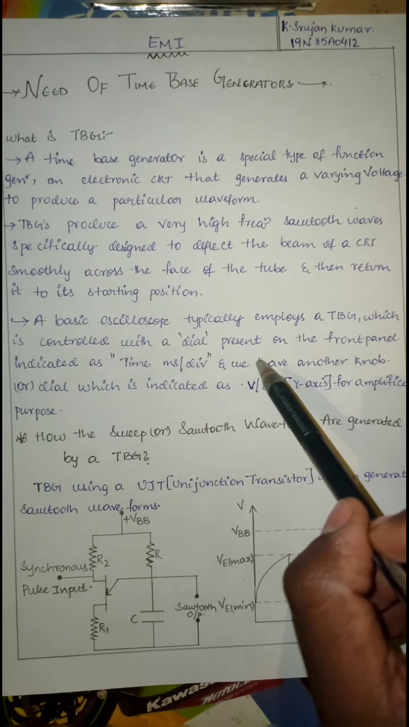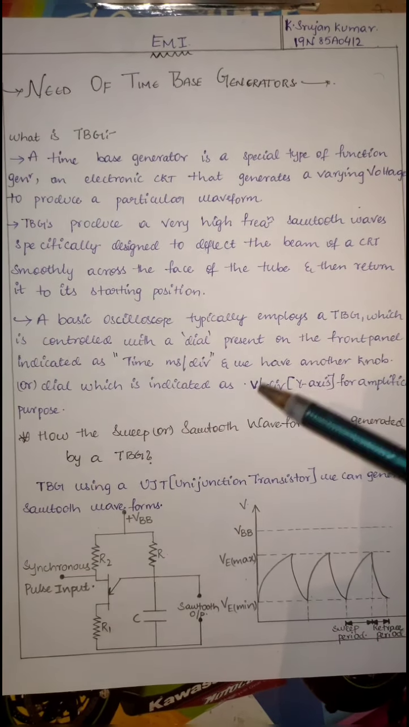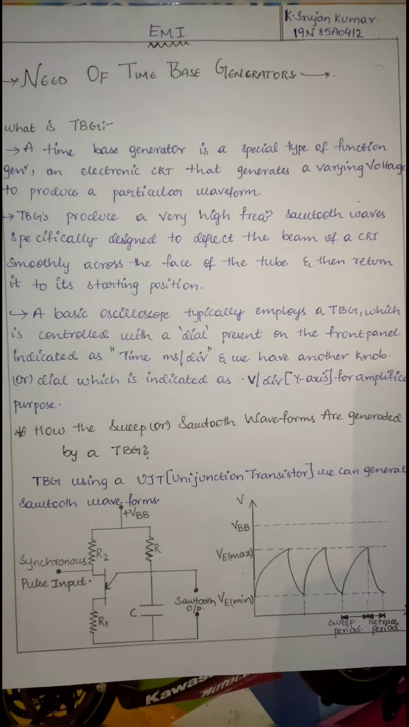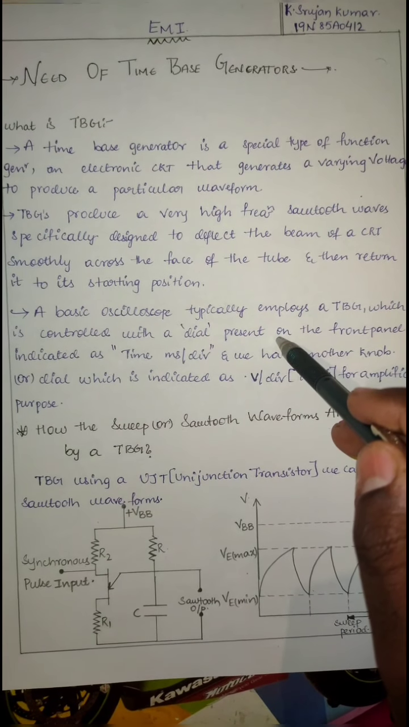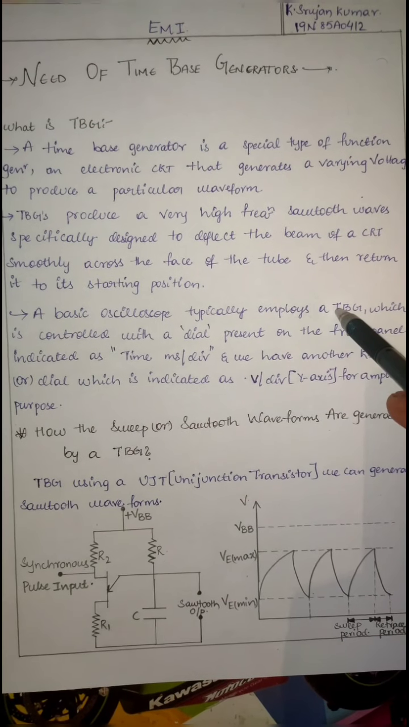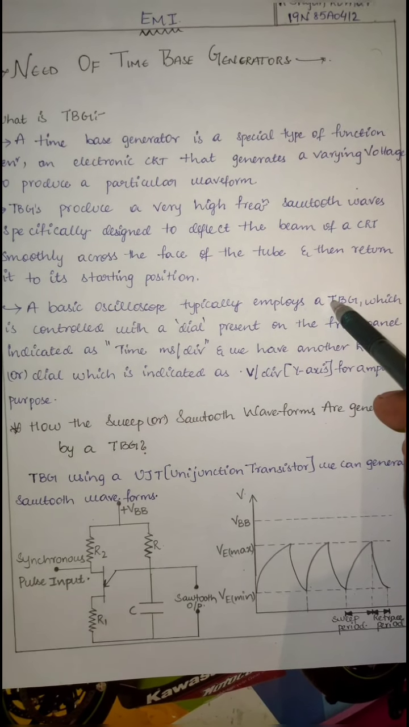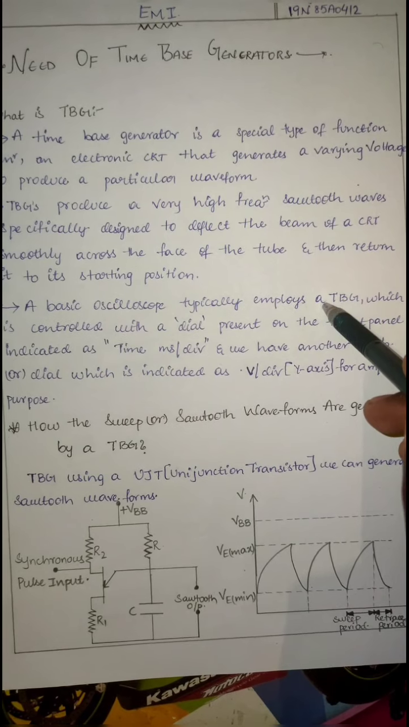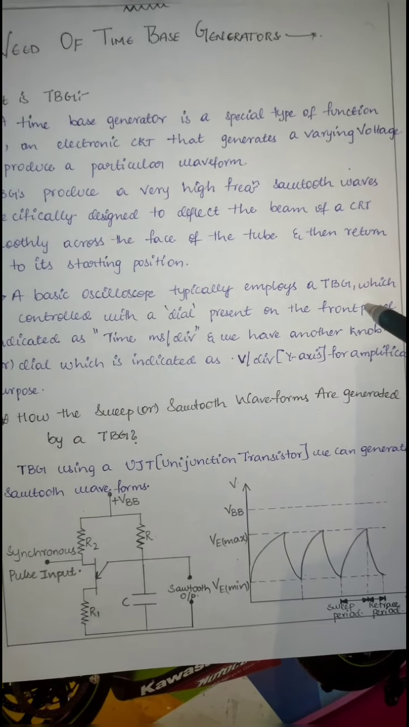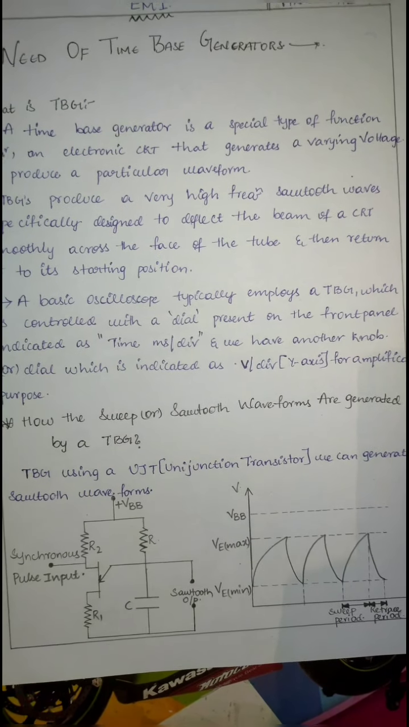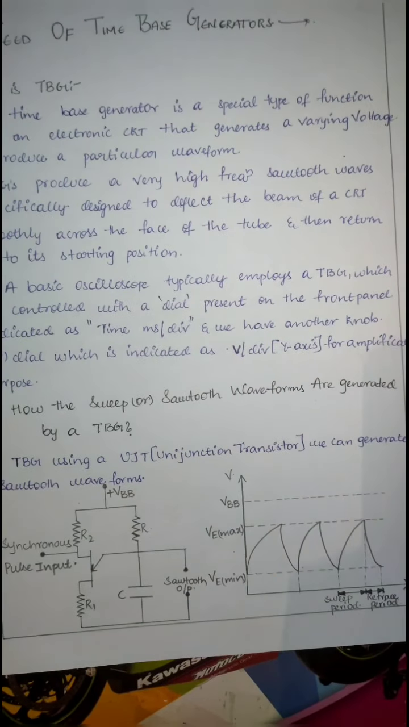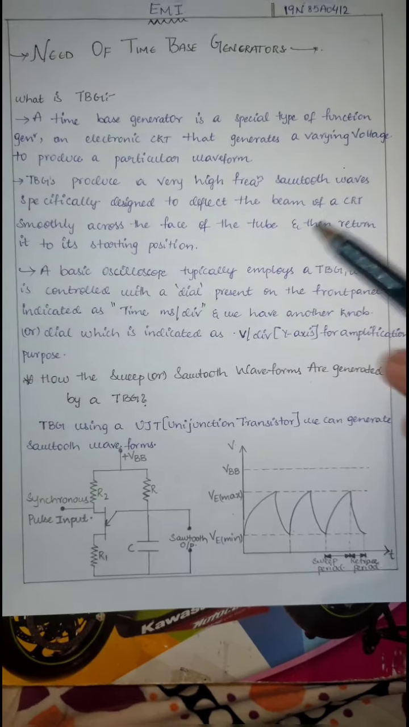Generally, to recreate the exact output waveform on the CRO, the y-axis has the amplification and the x-axis has the time base. Usually this TBG will be attached to one of the deflection plates, usually the x-axis, and the amplification is done on the y-axis. So by combining these two, we can create our original waveform at the output.